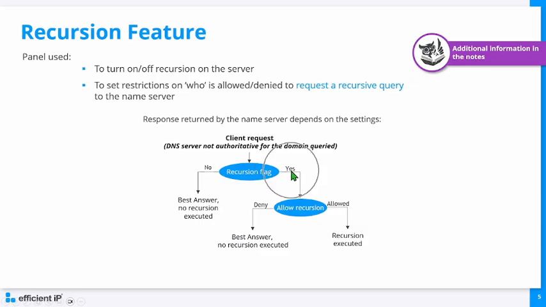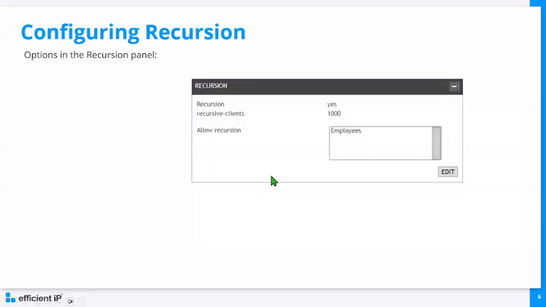If you turn on recursion here, you can choose to which clients you want the recursion to happen. So you can control which client queries you want to do recursion for, and which client queries you do not want. That's why you can see allow and deny. So you can control the queries from which clients are allowed for recursion. Are you clear with that? Okay, good.